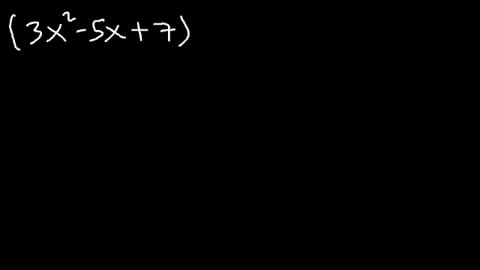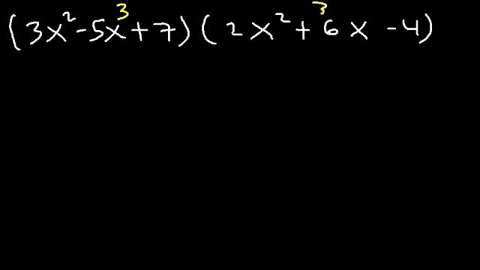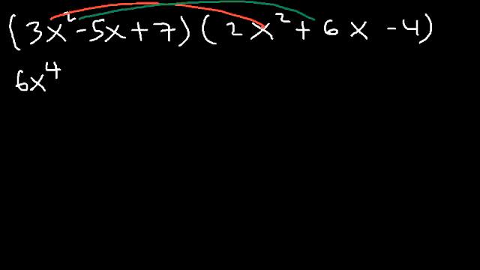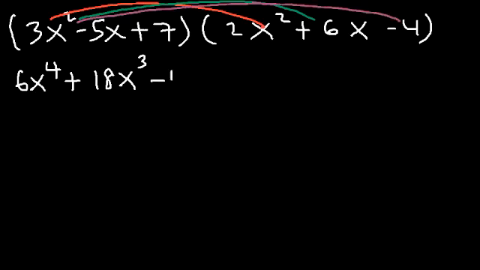Now what's going to happen if we multiply a trinomial by another trinomial? Go ahead and try it. So 3 times 3 is 9. Initially, before we combine like terms, we should have 9 terms. So 3x squared times 2x squared is 6x to the 4th power. And then 3x squared times 6x, that's going to be 18. 3 times 6 is 18. x squared times x is x cubed. And then 3x squared times negative 4 is simply negative 12x squared.